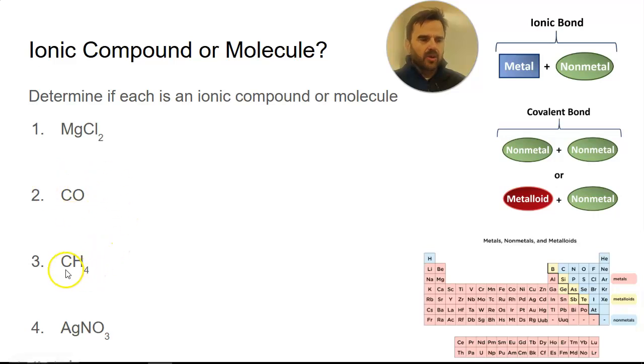That is a molecule. Carbon and hydrogen. Hydrogen is a nonmetal, even though it's over here. Carbon, of course, is right here. Carbon and hydrogen, that is methane. That is a nonmetal and a nonmetal, that is a covalent compound.